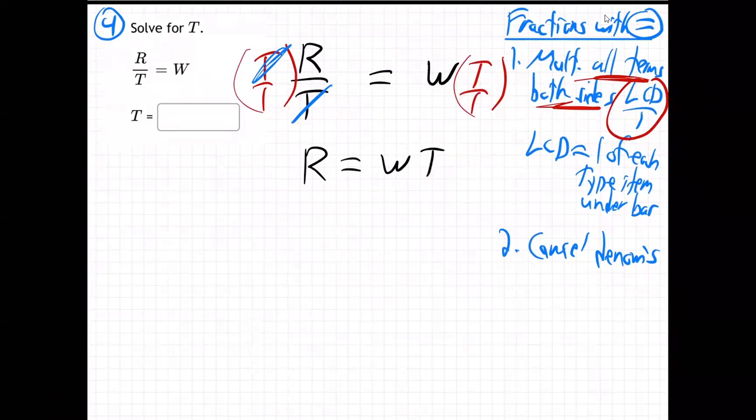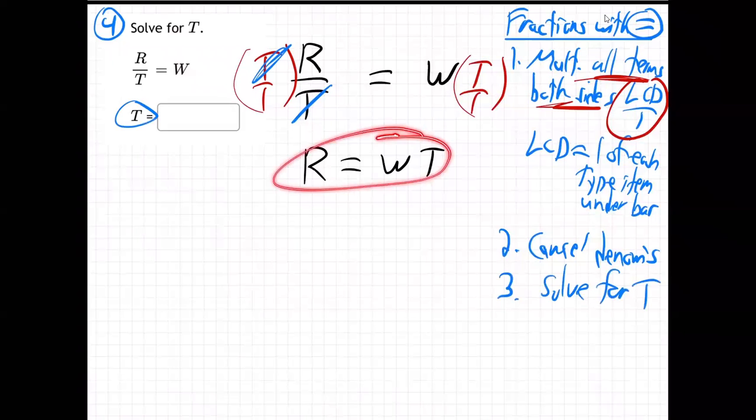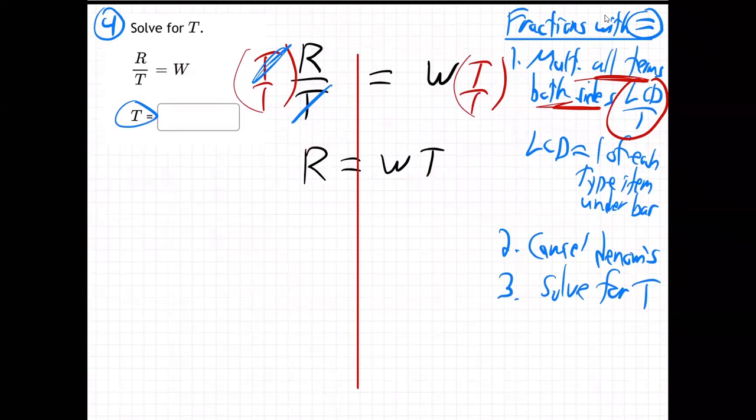Okay, so now step number 3 is to solve for, what's your letter? What are we trying to solve for? T. You got to remember which letter, because there's lots of letters. You got to remember which letter they want you to solve for. Oh yeah, T's the letter. Anyway, we're trying to solve for T.